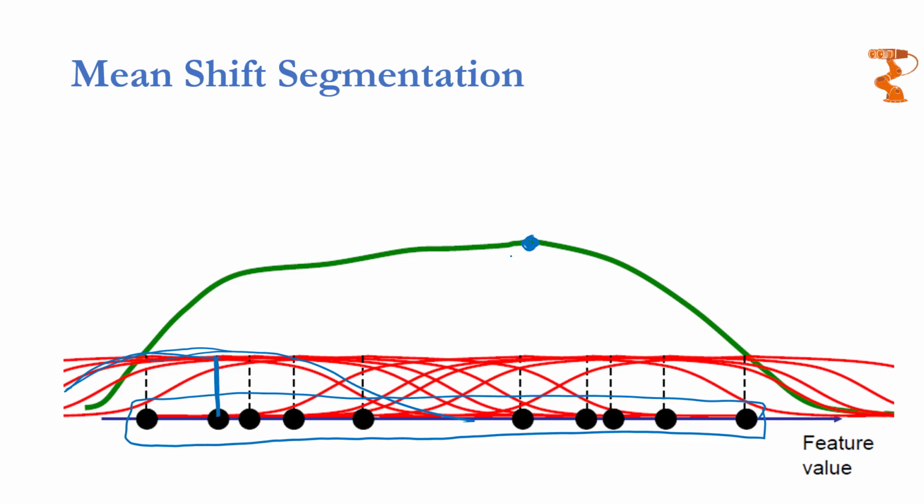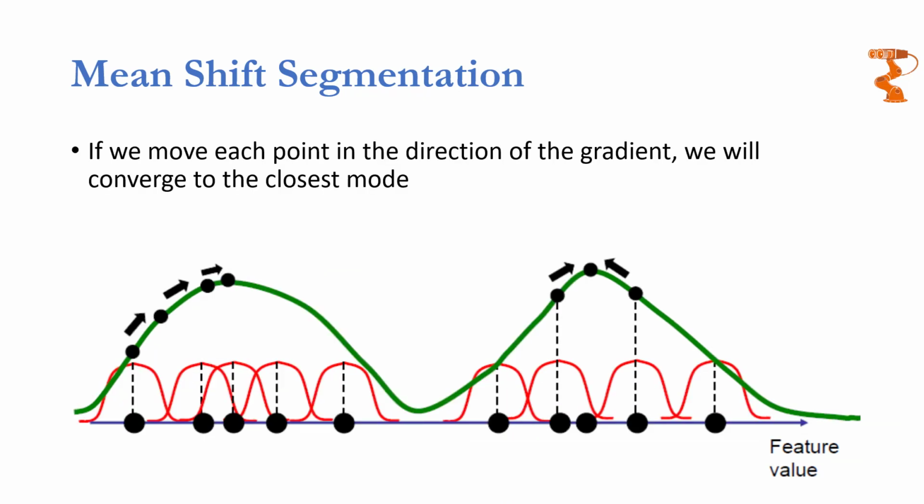So you have to choose an optimum value so that you get the desired amount of modes or the desired amount of categories. So what is going to happen? If we have chosen the correct value of bandwidth, we are going to move each point in the direction of the gradient, and we will see at what peak that point is approaching. Whatever peak that point is approaching, we will assign that mode to that particular data point.